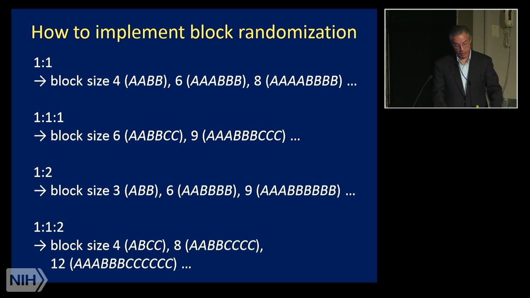And I'm just illustrating if you have a 1 to 1 to 2, that's because now C is assigned twice as often as A or B. That's how it looks. And again, don't forget, I'm showing you just one possibility of all the permutations.